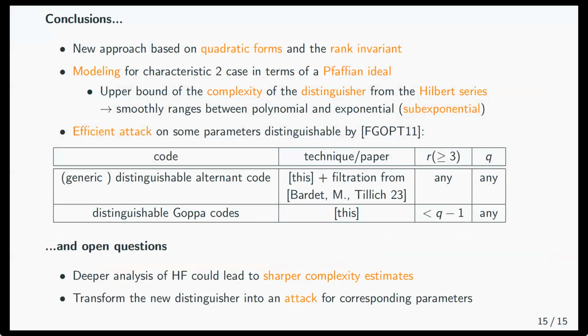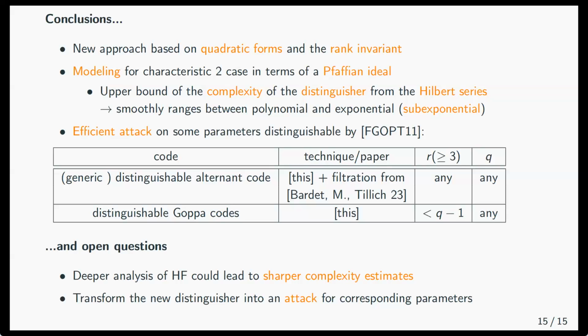So to summarize, we introduced a new approach based on quadratic forms and on the rank invariant to model the distinguishing problem. And we model it in particular for the case of characteristic 2 by using the Fröberg ideal. And by studying the Hilbert series of this ideal, we derive an upper bound on the complexity of the distinguisher that ranges smoothly between polynomial and exponential, in a new regime of parameters that were not distinguishable before. The other contribution was an efficient attack on some parameters that were already distinguishable with this distinguisher.